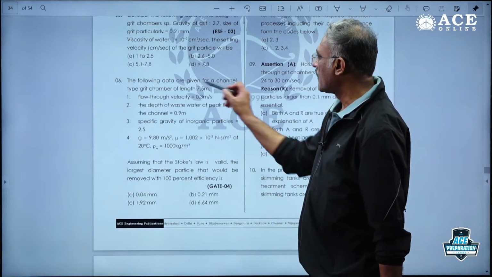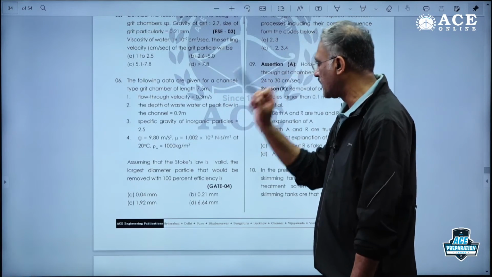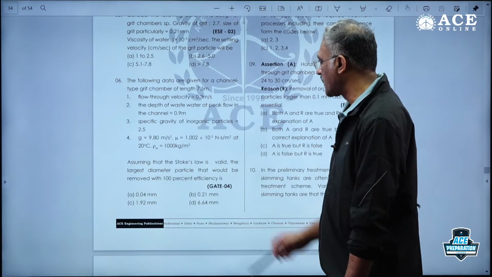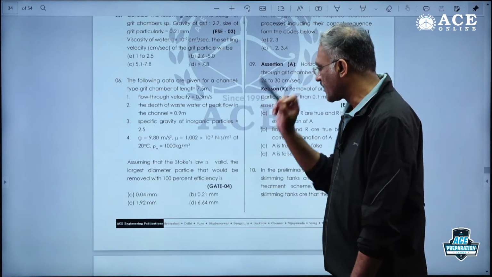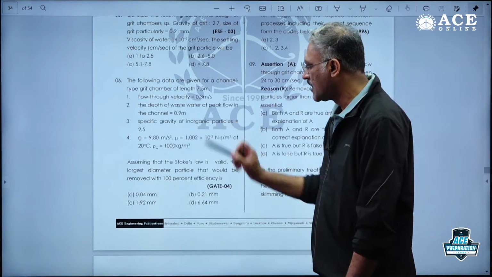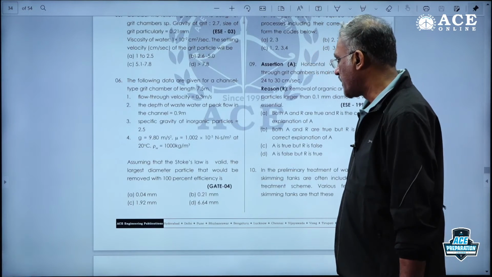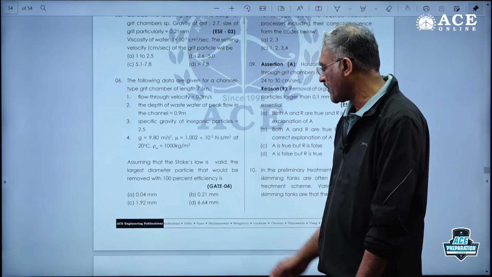The following data are given for a channel type of grit chamber. Length is equal to 7.5. Flow through velocity is 0.3. Depth of flow is 0.9. Specific gravity of grit is 2.5. G is 9.8. Dynamic viscosity is 1.002 into 10 power minus 3 Newton second per meter square at 20 degrees. Rho W is 1000 kilogram. Assuming that Stokes law is valid, the largest diameter of particle that will be removed with 100% efficiency is.